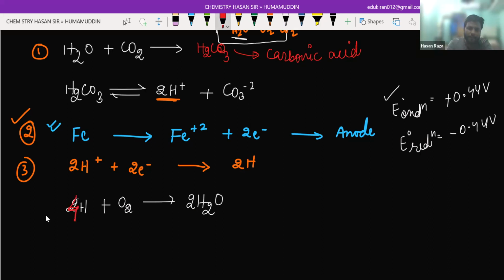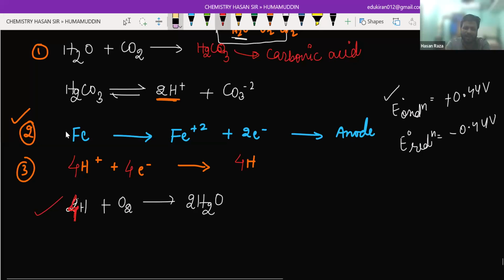Now, how will this hydrogen come? You need to multiply this equation by 2 to make it 4 hydrogen. If there are 4 hydrogen, then we need 4 electrons as well, and it will give you 4 hydrogen. Now you have only 2 electrons to be gained, so this will also be multiplied by 2.